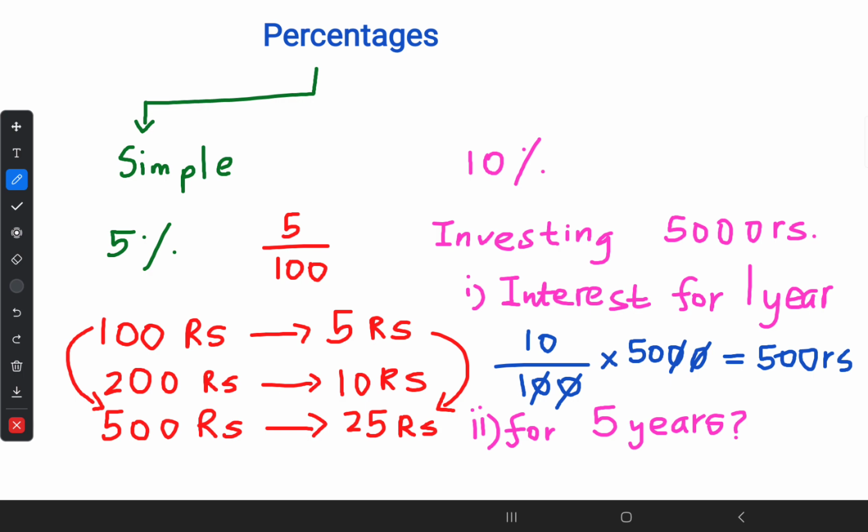Likewise for 5 years, how much will they offer? So 5 times of 500. We found for 1 year, likewise 5 years. 5 times of 500 would be 2500 rupees. This is the amount of interest that person will receive after the end of 5 years. It's called simple interest.